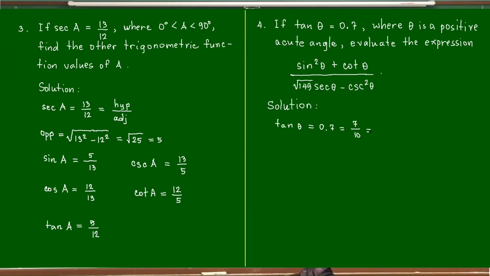Which we define as opposite over what? Over adjacent. So we can take arbitrarily the value of opposite as 7 and adjacent as 10. Again, I say arbitrarily because the opposite is not fixed to be 7, and the adjacent is not fixed to be 10, because you can change the ratio as long as it is equivalent to 7 over 10. But if we take opposite equals 7 and adjacent equals 10, then what is the hypotenuse?